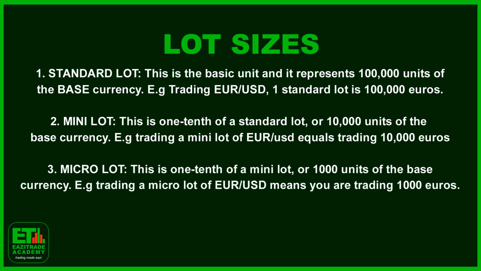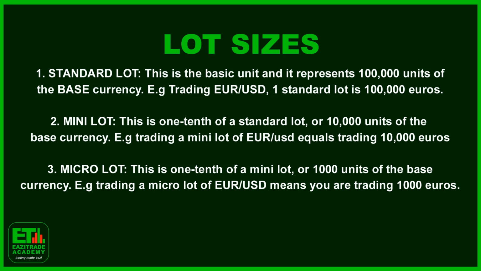Third, micro lot, which is mostly used by beginners in Forex because of what? The minimal risk it has. This is 1/10 of mini lots, or 1,000 units of the base currency. Trading a micro lot of Euro USD means you are trading 1,000 euros.